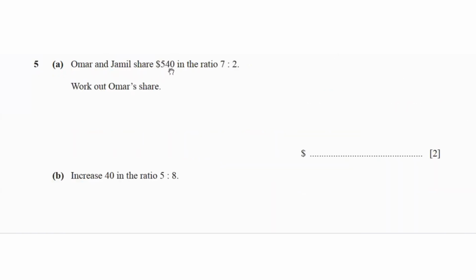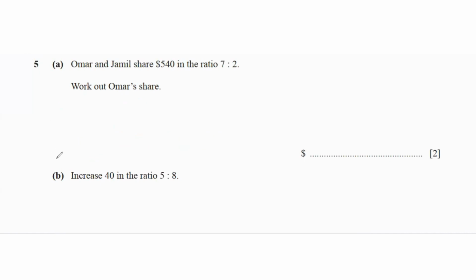Umar and Jamil share $540 in the ratio 7:2. Work out Umar's share. So Umar is going to have 7 over 7 plus 2, which is the total of the share, times the money, which is 540. So that's 7 over 9. We know 9 ones are 9 and 9 60s are 540. So 7 times 60 is $420.